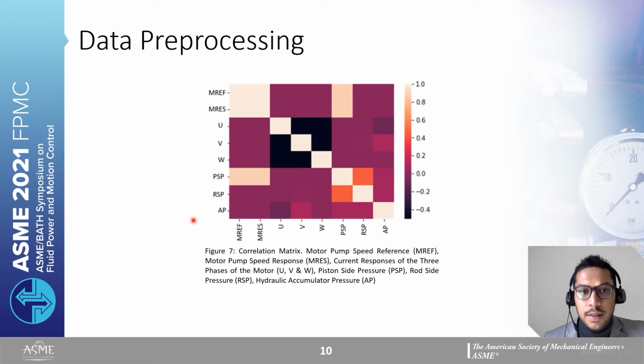So in this case, I have drawn a square block here. Diagonally, we can see that all are correlated, and we can see that mref and mres are correlated, so we can discard one of these features while performing the algorithm training.